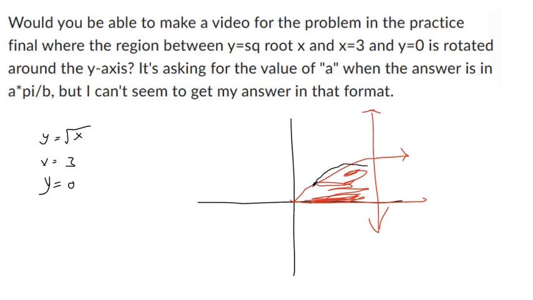We're asked to find the volume of this region rotated around the y-axis. If you do it with the washer method, you're going to be integrating parallel to the axis of revolution, so this is going to be in terms of y. And so the washer method would be finding the bigger radius.